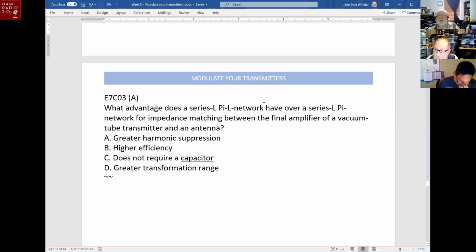Basically, the more elements you have in a filter, the better the filtering is done. But the purpose of the filter, especially in a tube type vacuum thing, is harmonic suppression. And an L pi L network would be a pi network with an inductor in front of it and an inductor after it. It's not going to have higher efficiency in terms of what it passes through because of the resistance in the coils in the inductors. It does require a capacitor. In fact, it requires 2 capacitors. The transformation range has nothing to do with it, so it really is the greater harmonic suppression.